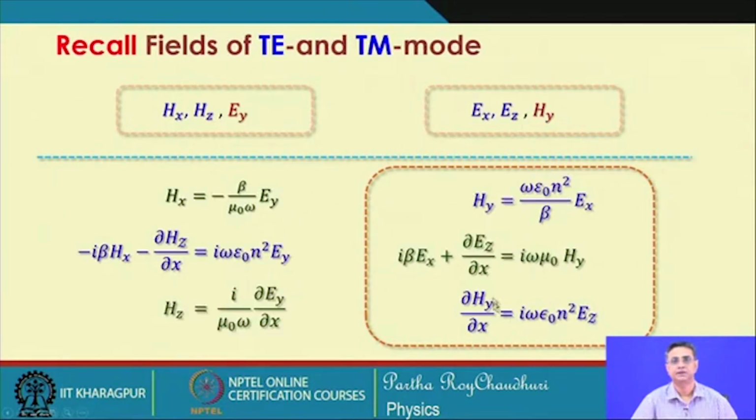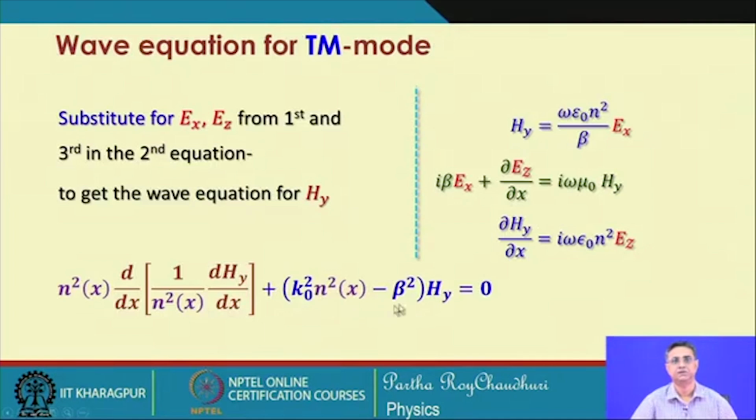If you substitute this value of Ex in terms of Hy into this equation, and the value of Ez from this equation into this equation, that means Ex value will be coming here and Ez value will be coming here, and we will enrich this equation 2, which will be expressed in terms of only the Hy field. Then you get this equation just by substituting the first and third into the second. Then this equation represents the wave equation for the Hy field.